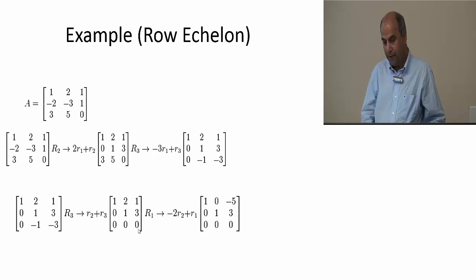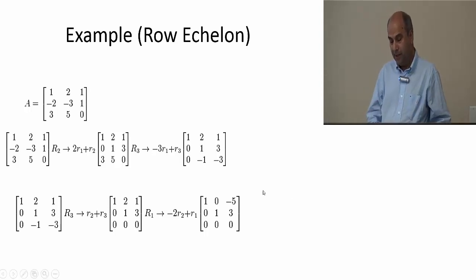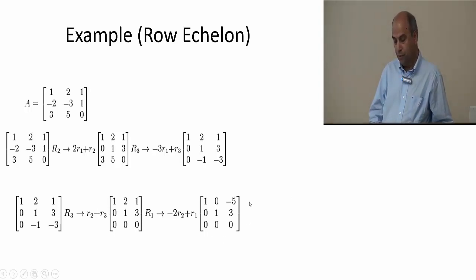So now as you see, this actually has two rows which are linearly independent, because the other row is zero. So that is one notion of the rank of this matrix. So the rank is 2, even though it's a 3x3 matrix. So that's what we have.